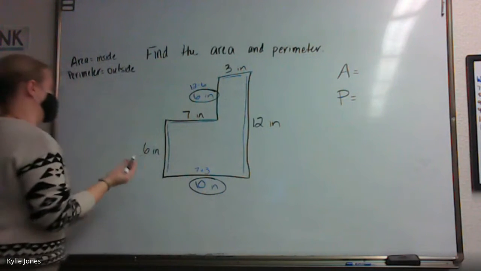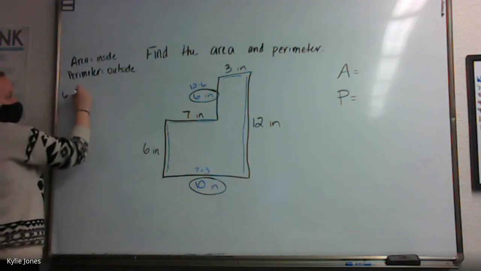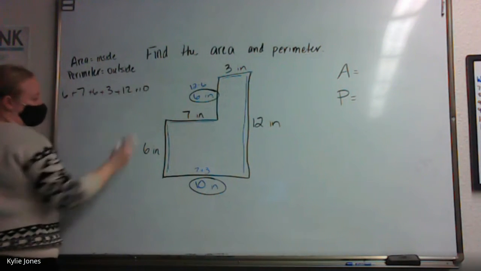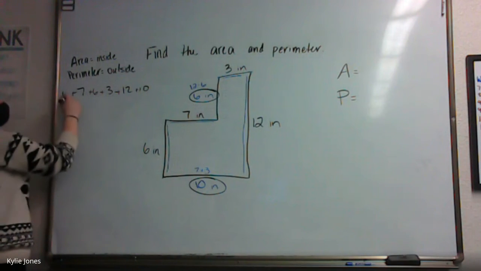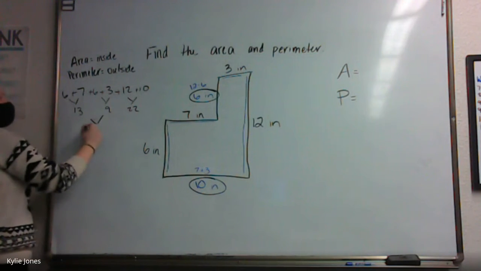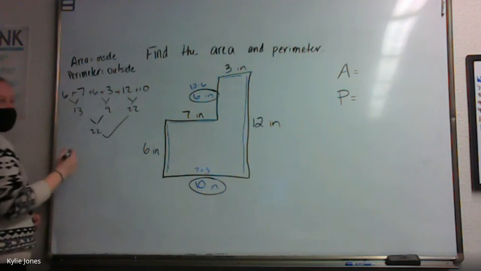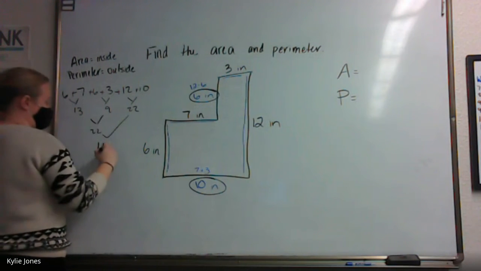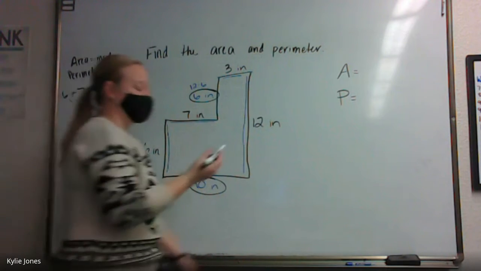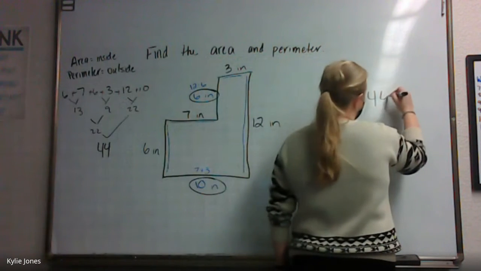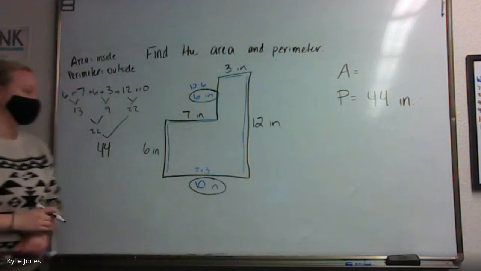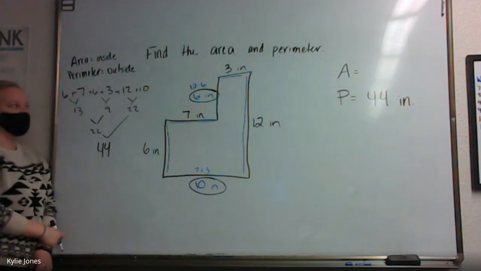Add them all up, right? So we have 6 plus 7 plus 6 plus 3 plus 12 plus 10. Okay? And we just got to add 13, 19, 22, 22 and 22. What's 22 plus 22? 44. Is that what you guys got? Yeah. When you added them all up, 44. And is it inches or inches squared? Just inches. Good. Awesome.